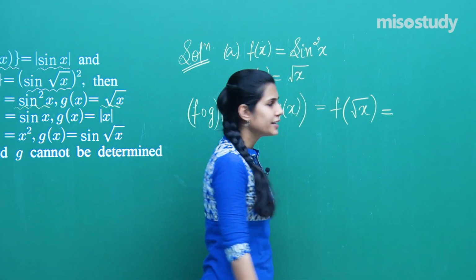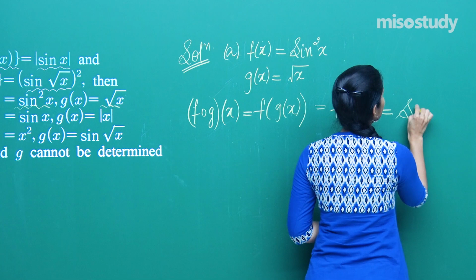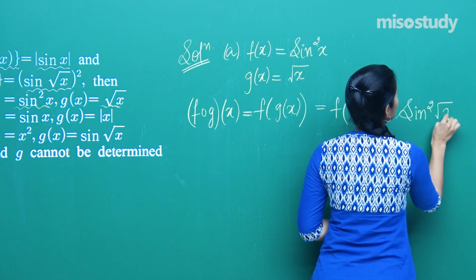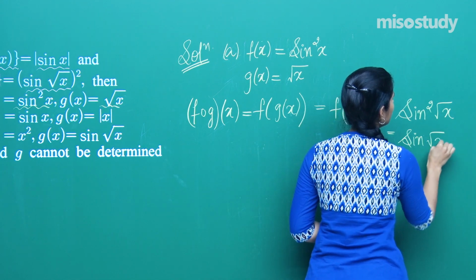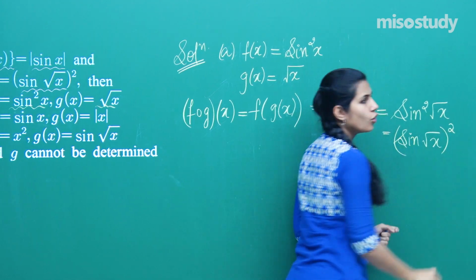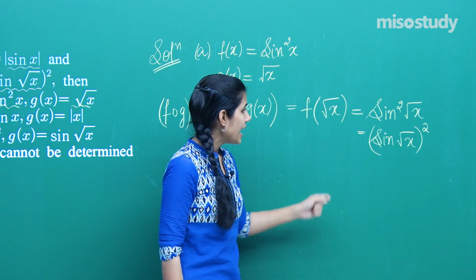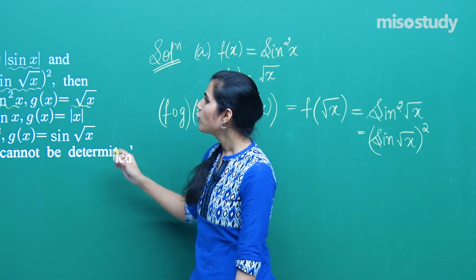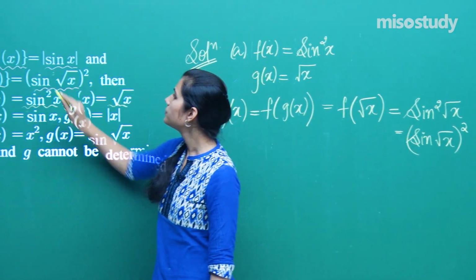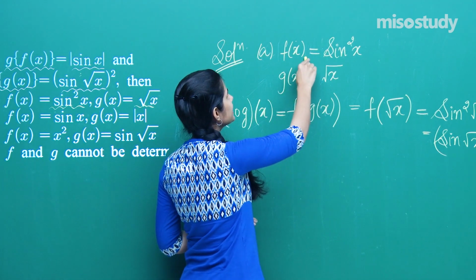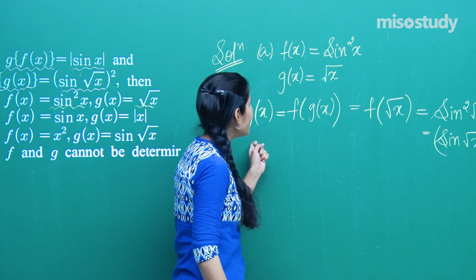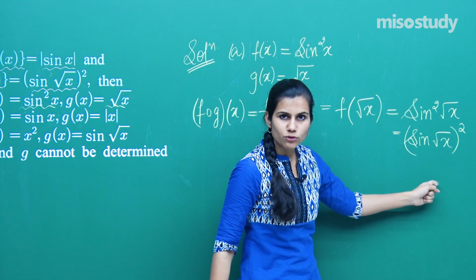Sine square of that input. So, this is sine square root x, which can be written as sine of root x whole square. And this is the given FOG to you, sine square root x. That means with this f and this g, definitely FOG is coming out to be sine square root x.